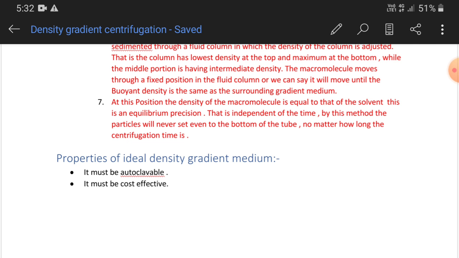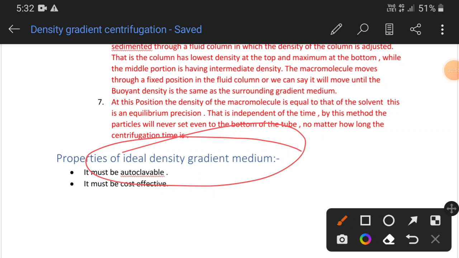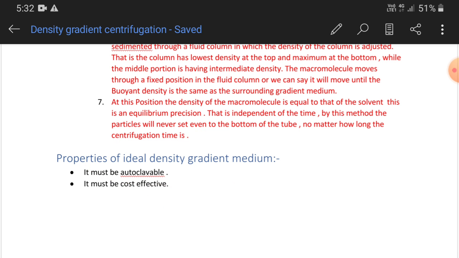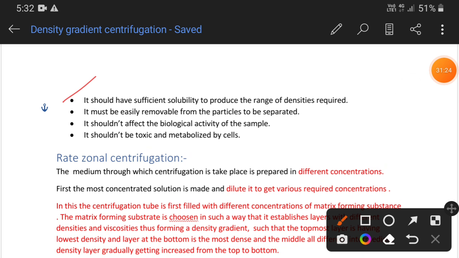Now, another important and interesting topic is the properties of an ideal density gradient medium. We are talking about using a matrix-forming substance, so what kind of properties do we need to keep in mind during that matrix formation? So first, the matrix should be easily autoclavable. It should be easily removable from the particles that we are separating. It must be cost effective. It should have sufficient solubility to provide the range of density required.